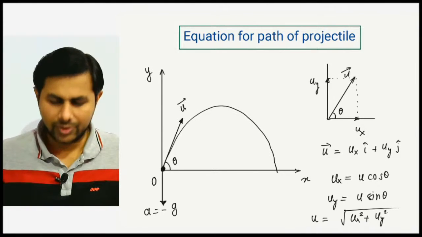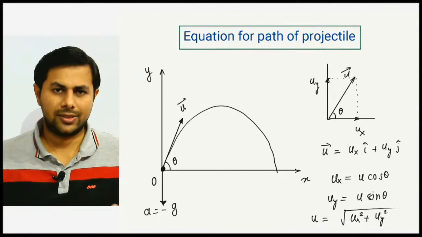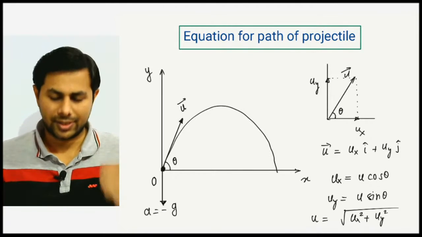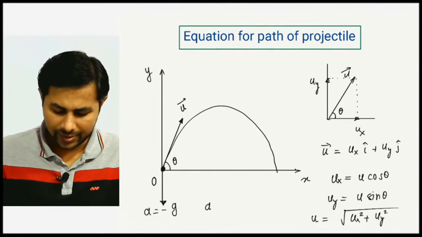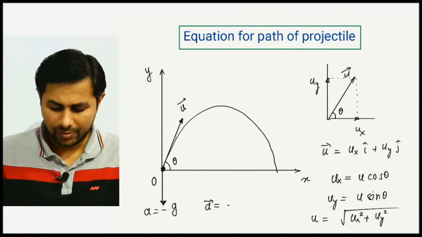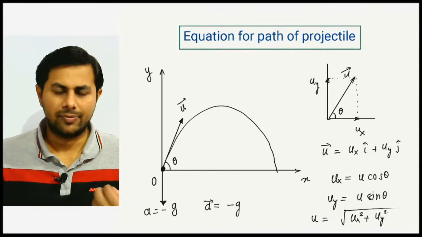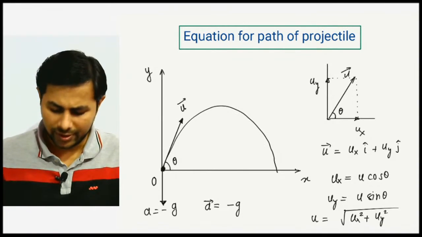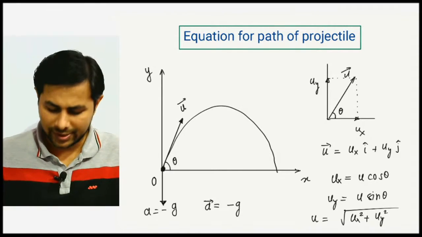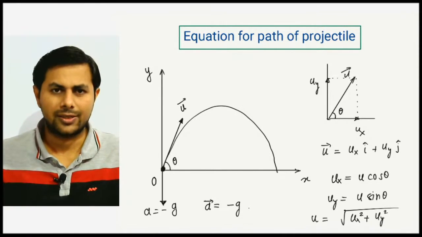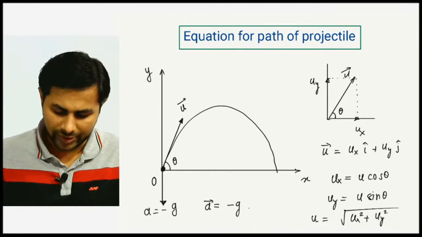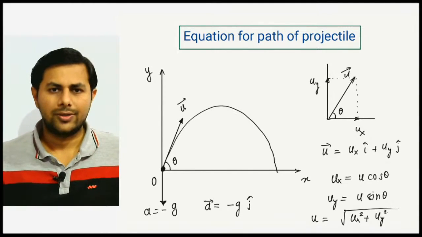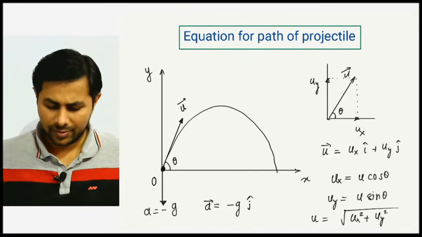And if I want to denote it by a vector, then since it is acting in the y direction, I will say a bar equals minus g. g is the magnitude of acceleration, it is 9.8 meters per second squared. So a bar is minus g multiplied by the unit vector along the y-axis, and the unit vector is j cap. Okay, so this is the initial setup.